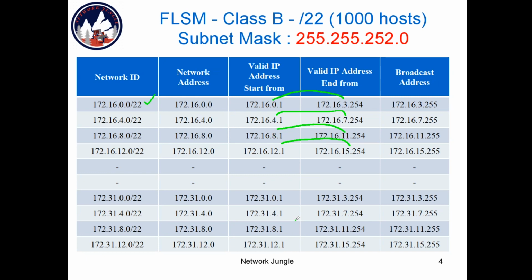I hope you got the clarification for class B, how to choose the network segment based on the formula. So we use the /22 subnet to choose the 1000 hosts. Here is the subnet mask. If there is any change in the subnet mask, then the network segment will change. Let's take another example.